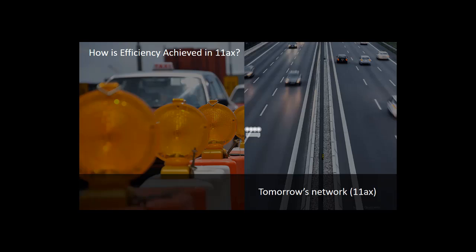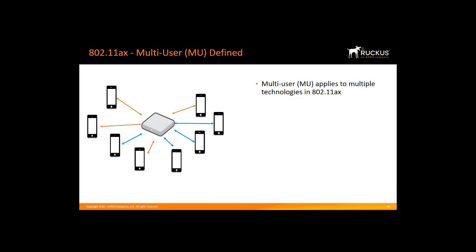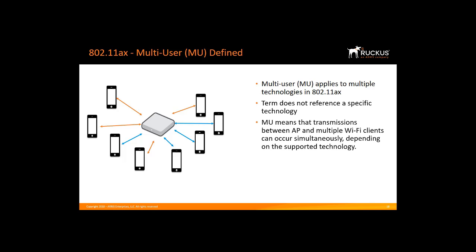Let's go into more detail on exactly how this is done using 11ax. We'll start by defining some terms and concepts. Multi-user, or MU, applies to multiple technologies in 11ax, so it's important to understand that the term multi-user does not reference a specific technology, such as multi-user MIMO. It means that transmissions between an AP and multiple Wi-Fi clients can occur simultaneously depending on the supported technology. 11ax defines the use of multi-user orthogonal frequency division multiple access, abbreviated MU-OFDMA, and multi-user, multiple input, multiple output MU-MIMO technologies.